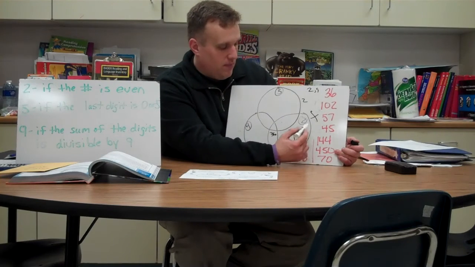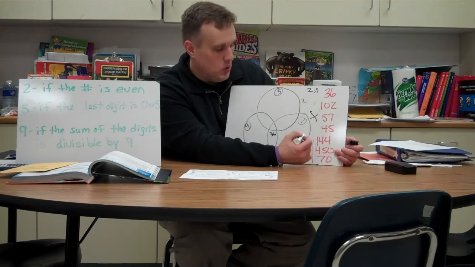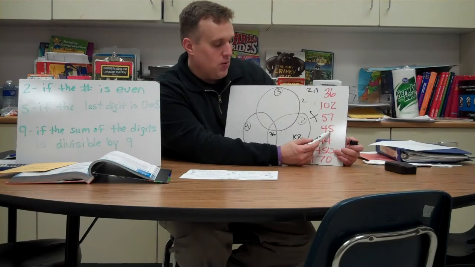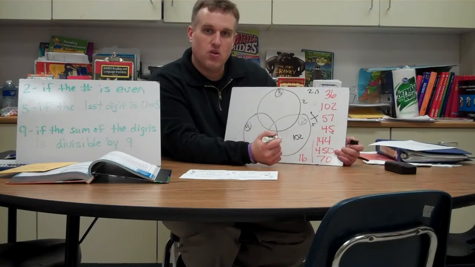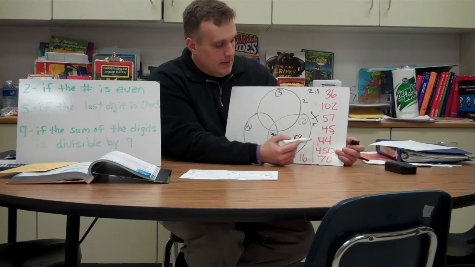Next one, 45. We'll start with our 2's. Does it end with a 0, 2, 4, 6, or 8? It does not, so I know it can't be divisible by 2. We'll go to the 5 now. Does it end with a 0 or 5? It does. So I know it's going to be divisible by 5, so I'm just going to write 5 there off to the side until we finish all three numbers.